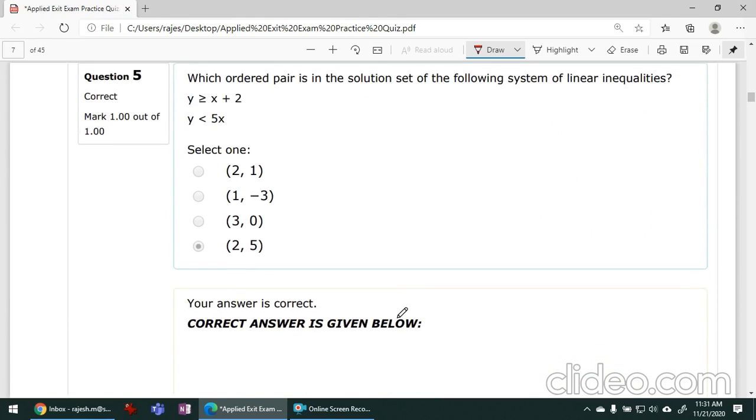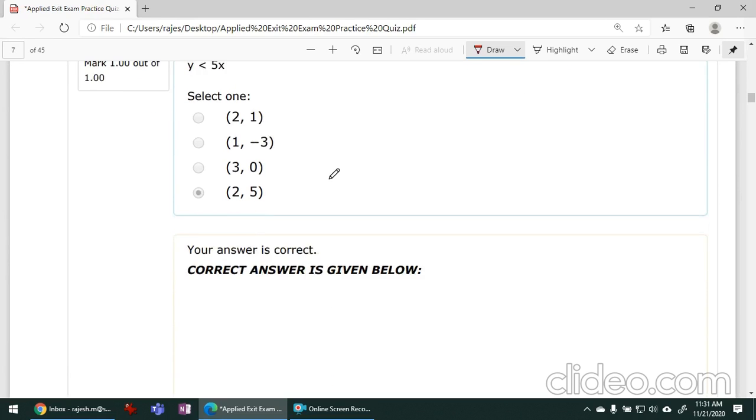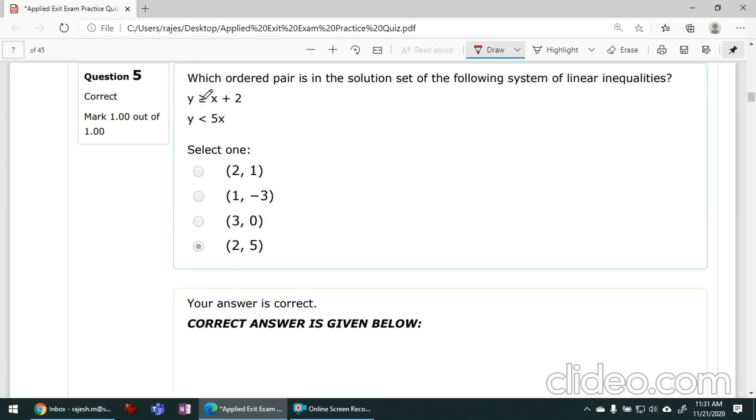Now this is question number 5. Which ordered pair is in the solution set of the following system of linear inequalities? Okay, what you have to do is, see, you have two inequalities: y greater than or equal to x plus 2 and y less than 5x. What you have to do is put this number in this and this. Okay, 2 comma 1. What is x? 2. What is y? 1. So you change x as 2 and y as 1 in both these inequalities.